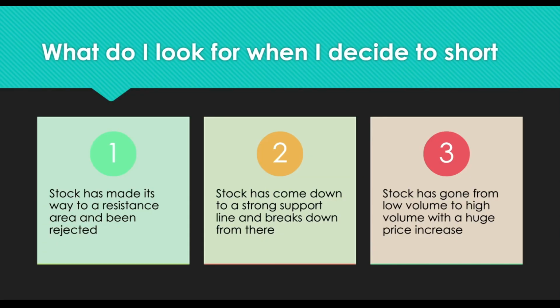Great. So now that we know exactly what short selling is and how it works, let's talk about what we look for when we decide we're going to short. First, we're going to go over some key things to look at, and then we're going to go over an example. Number one, the stock has made its way to an area of resistance and it looks like it's being rejected. This can look like it makes multiple attempts on the 1-minute chart to break through a price, but fails to do so. So that's a good opportunity to take a short trade.